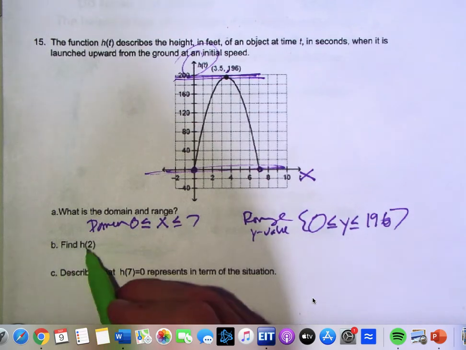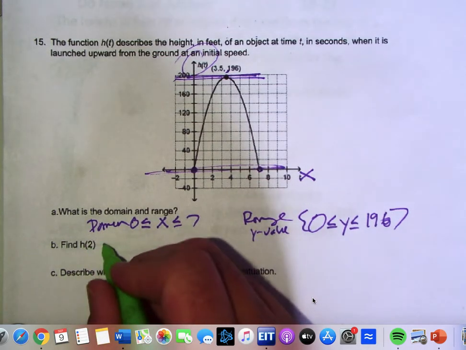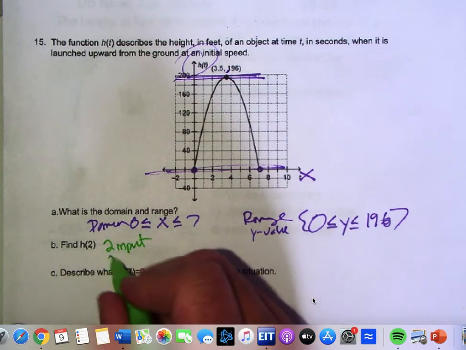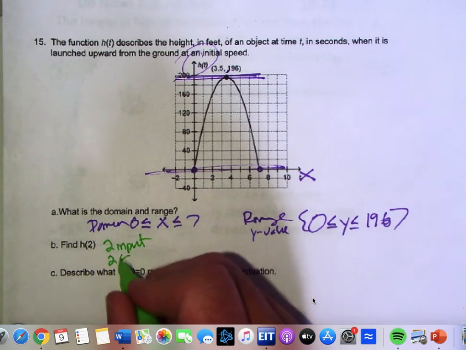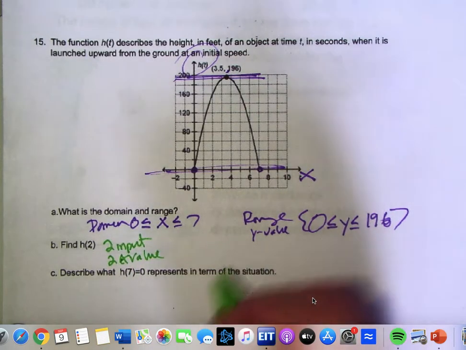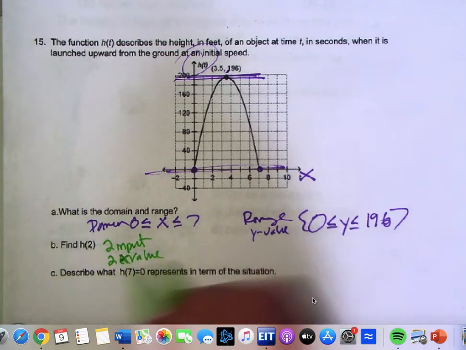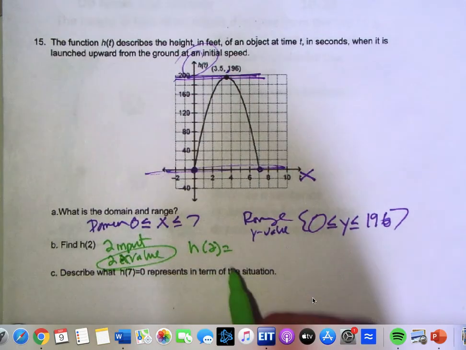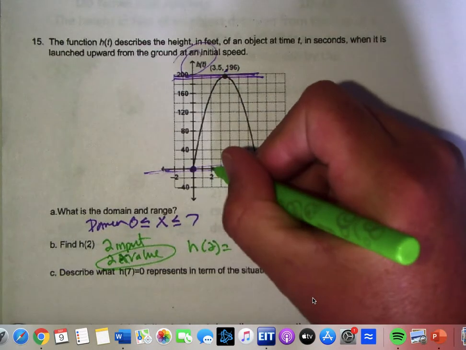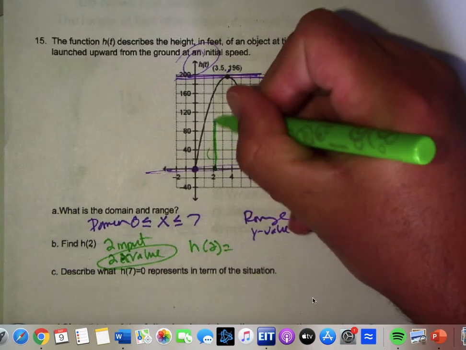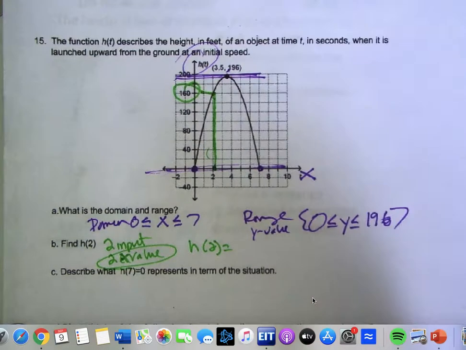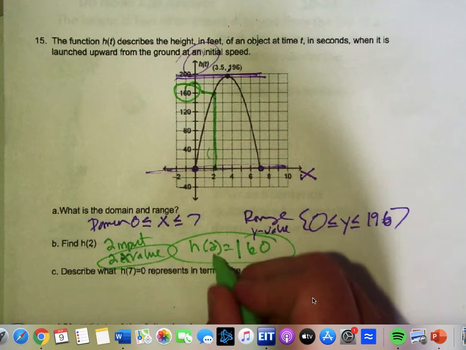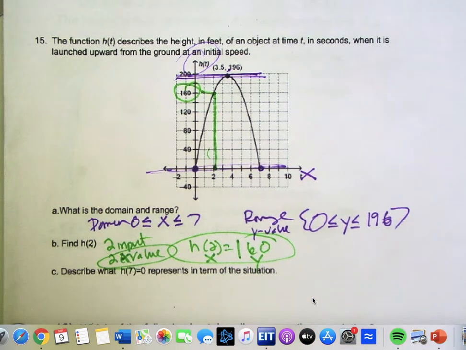Right, so it says find h of 2. 2 is your input, and 2 is your x value. Right, so obviously it wants what is the y value when x is 2. When x is 2, it's here. So let me go up and see. Okay, boom, right there. h of 2 is 160. That's x, and that's y.